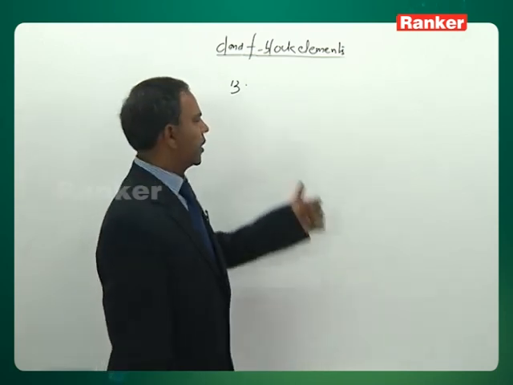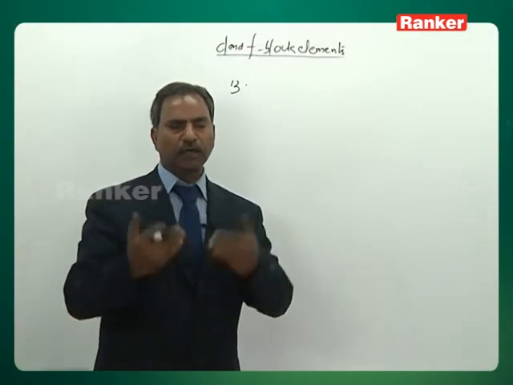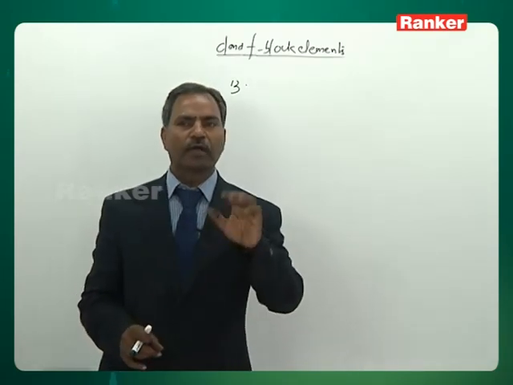Coming to question number 13, it is given as titanium plus 4, chromium plus 1, Fe plus 4, nickel plus 2. The increasing order of number of unpaired electrons. If you see all the options A, B, C, D, you will get confused. Don't see the options first. First see the question and find the number of unpaired electrons in each. First let us calculate ourselves, then you go for the answers. It will be easy for you, and without any confusion you can answer it.